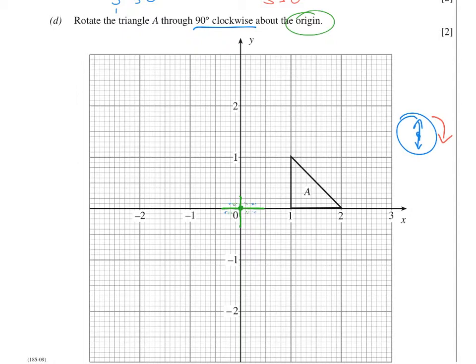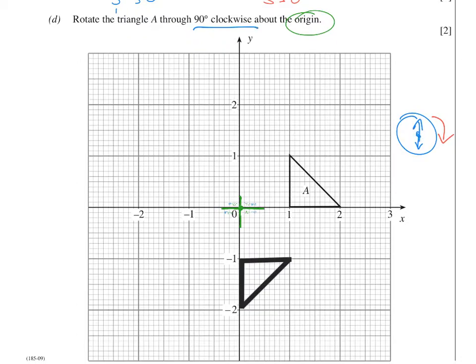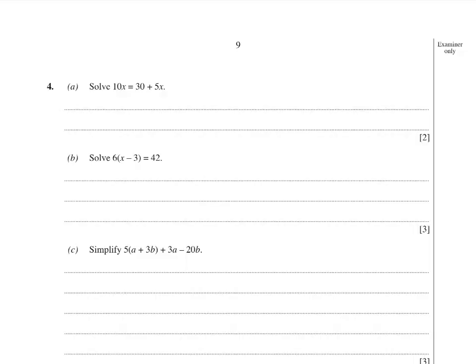Okay, so you'd need your tracing paper, you'd need to put it on, and then you'd have to physically do that. And it should look like this once you're finished. If you had your shape up by here somewhere instead, I think it would be something like that. You would have accidentally gone anti-clockwise.